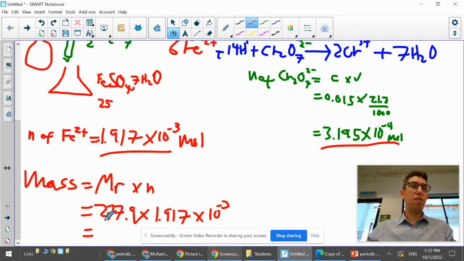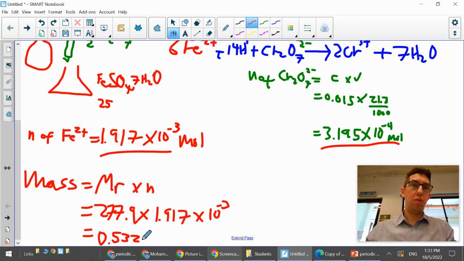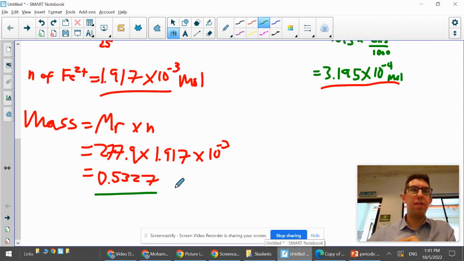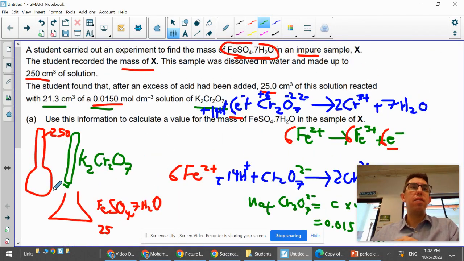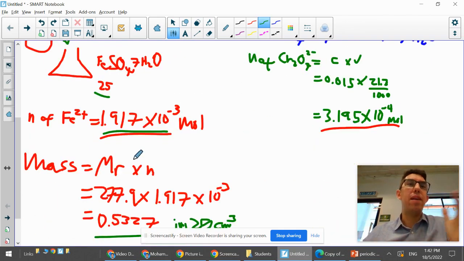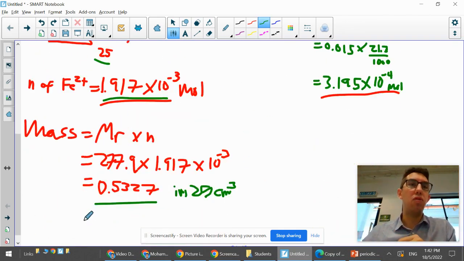So it comes out to 0.532. Now, of course, this mass is the mass that is in 25 cm cubed. So actually, probably what I should have done is done this conversion earlier. I should have times this mole value by 10, because actually what it wants us to work out is the mass in 250. So you can see there's a difference here. We've just worked out the mass in the 25 conical flask, but we want to know the mass in the 250 volumetric flask. So it's just that mass times by 10, which I can do now, or I could have done with the moles. So let's times it by 10.